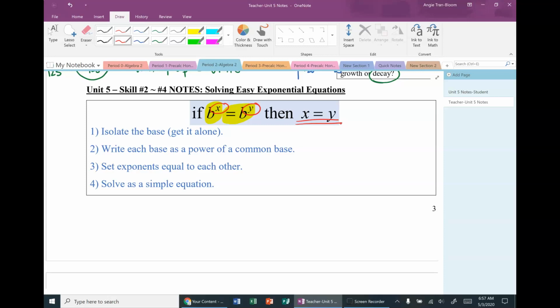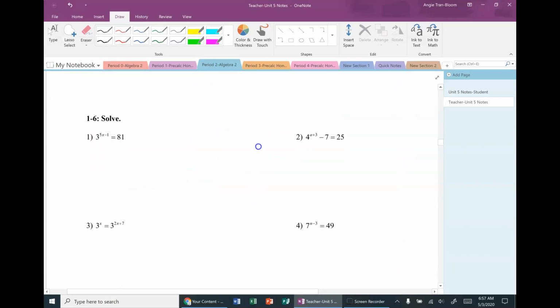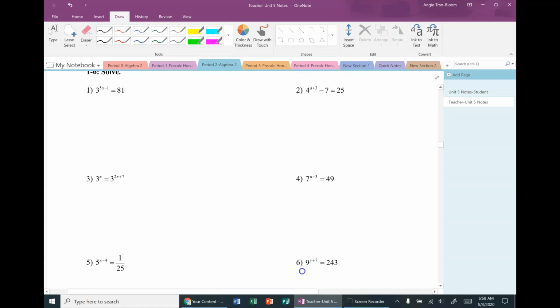Now, the guidelines to solve the following problems are: isolate the base, so you want to get the base all by itself. Write each base as a power of a common base. Set exponents equal to each other if the bases are the same. That's what it means by common base. Then you can get rid of the bases and just take the exponents and set them equal to each other, and then solve the equation. So let's start with, we have 1, 2, 3, 4, 5, 6, I believe.